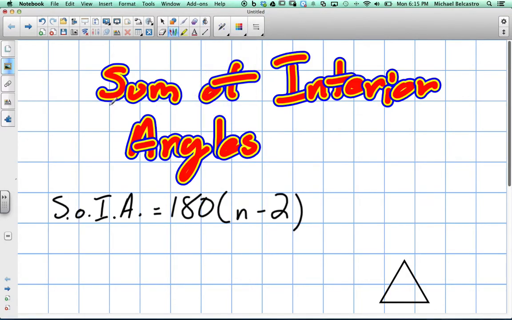Okay, so we're going to go over sum of interior angles, which we've made a very funny initialism. It's technically called an initialism because it doesn't really spell a word that we can sound out. Asoya, I guess. Sum of interior angles is this formula here. And what it refers to, the variable n, is the number of sides in the shape. Okay, so n is number of sides.